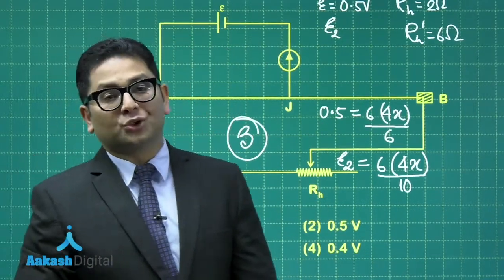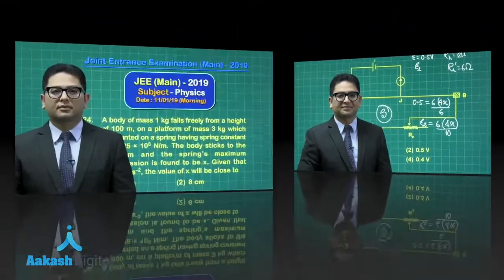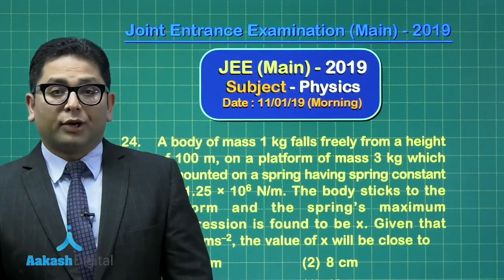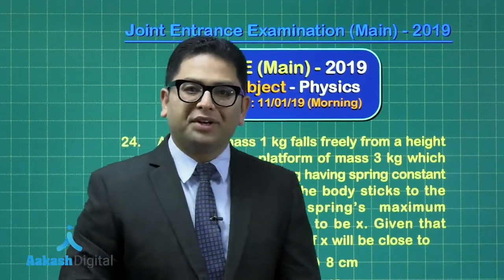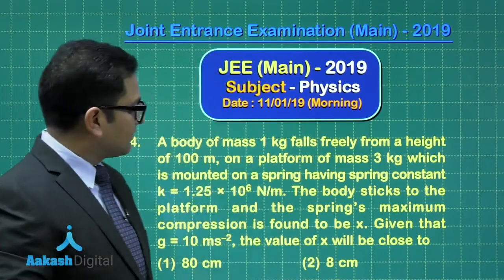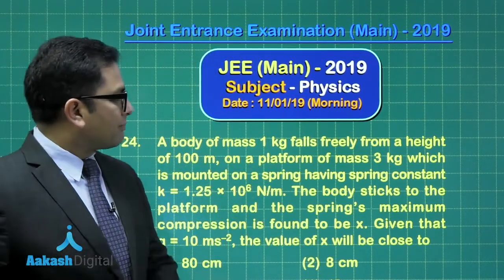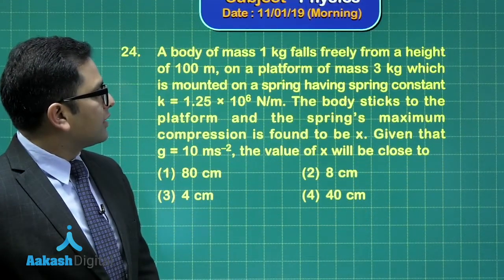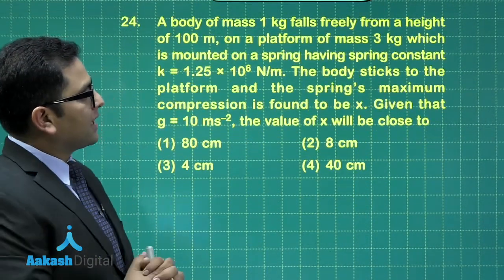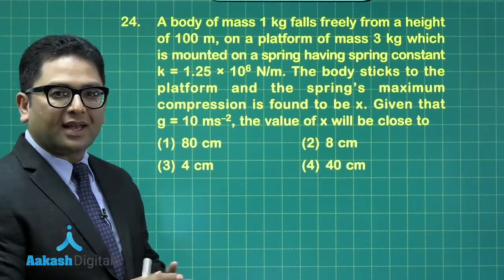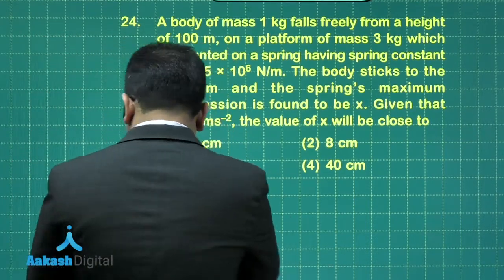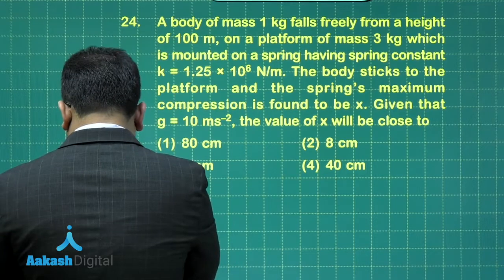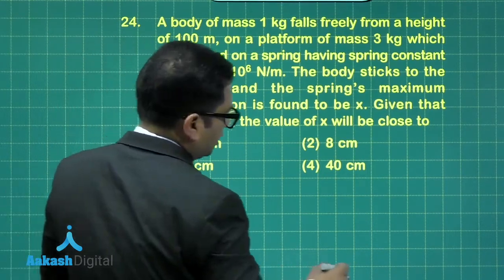Now it's time to move to the next question. There we go, now for question number 24. And the question is something like this. A body of mass 1 kg falls freely from a height of 100 meter on a platform of mass 3 kg. Let me try to depict it with the help of a figure as well. I think that will be a better way to go.